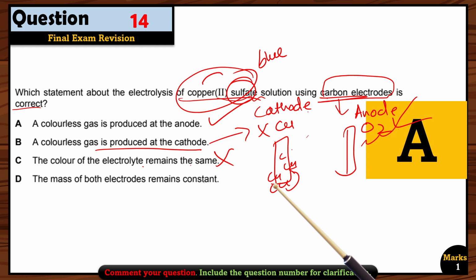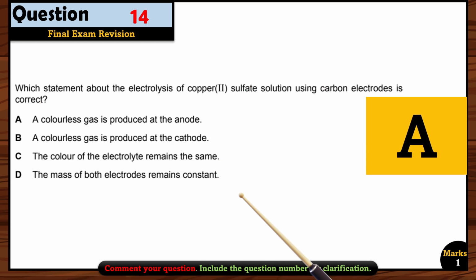So the mass of the cathode will start increasing. That's why this option is also wrong. We are only left with option A. That's why option A is the right option.